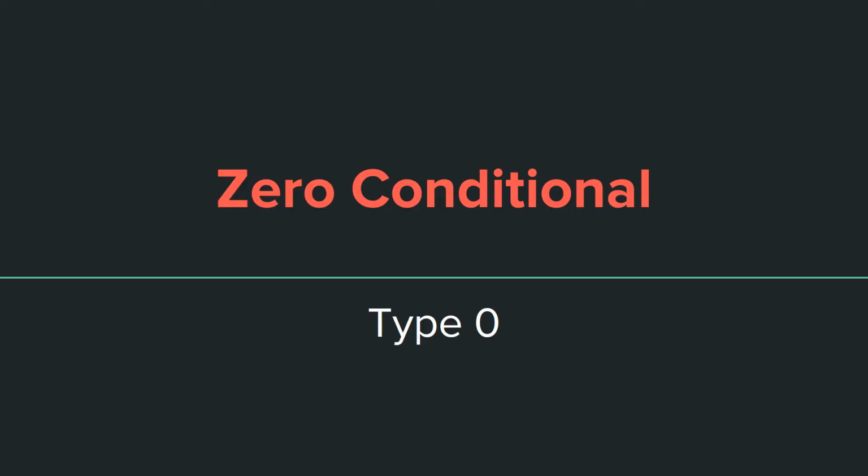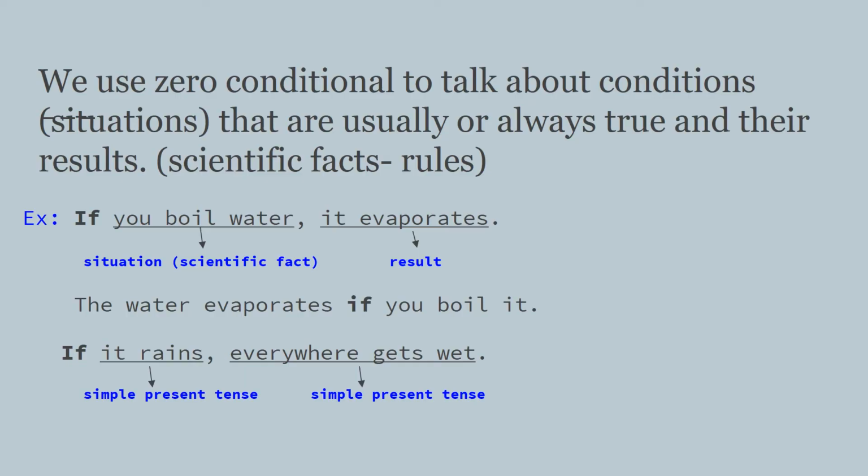Zero conditional is the first one we will go over. Zero conditional is also called type 0. We use zero conditional to talk about conditions, in other words, situations that are usually or always true and their results. We can also say that we use zero conditional to talk about scientific facts and rules and things that are 100% true. So let's check out this sentence.